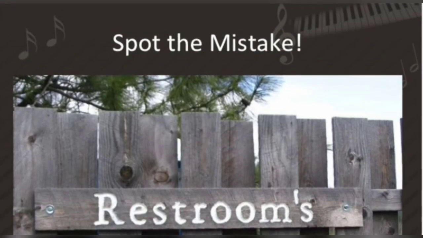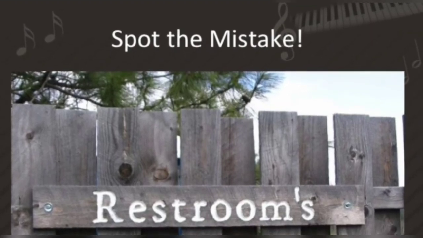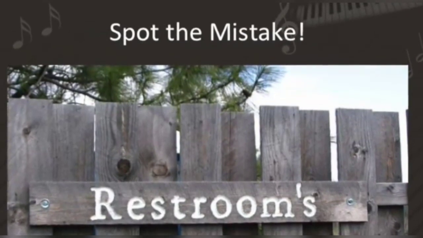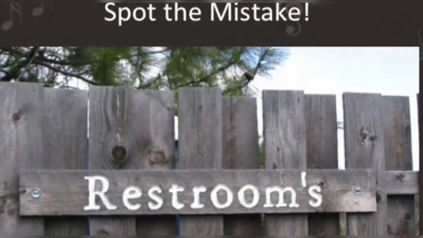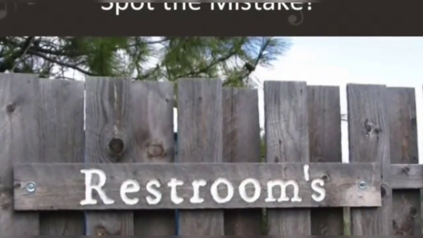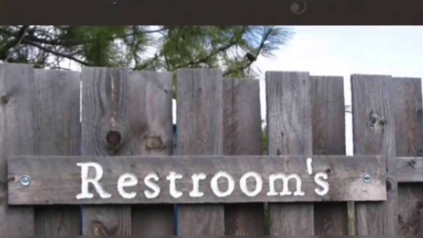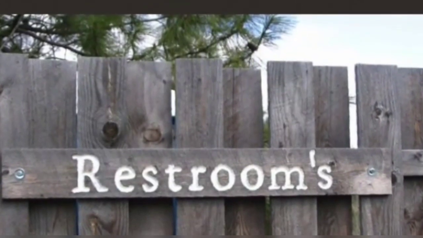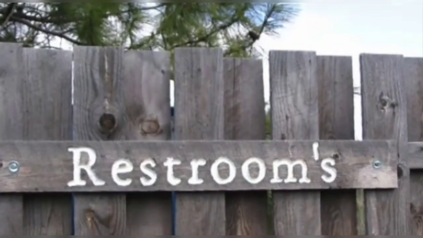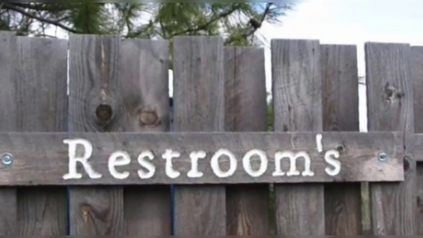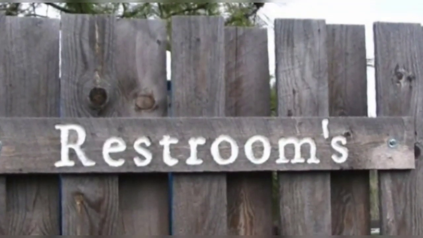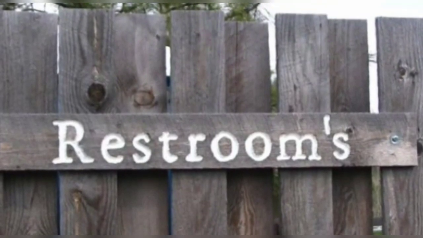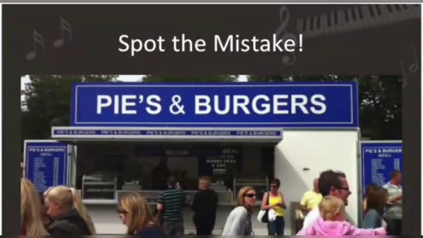Now here I'm going to show you some examples where the mistakes are there, so spot the mistake. Here it is given restroom's. Now after restrooms nothing is given. So what should be there? Whose restrooms are there? There is no detail. So it must be in plural form. There should not be apostrophe s after restroom. It must be in plural form, restrooms.